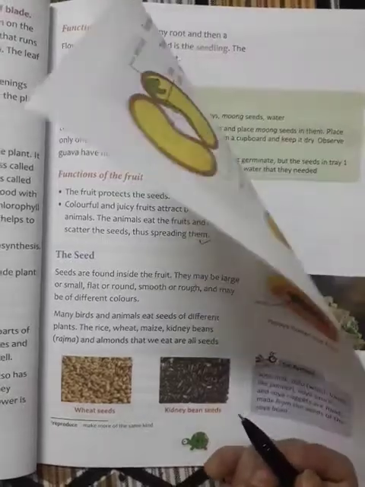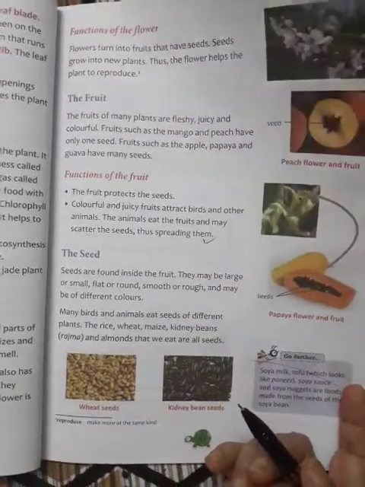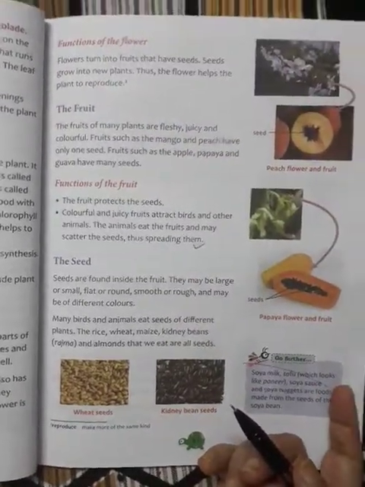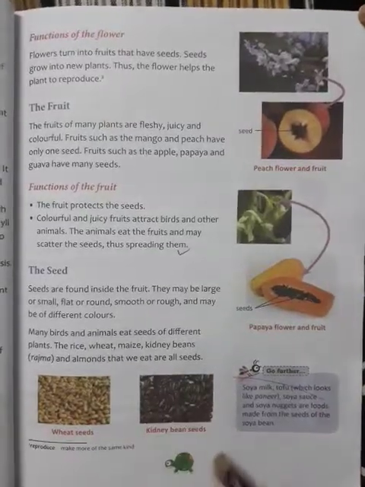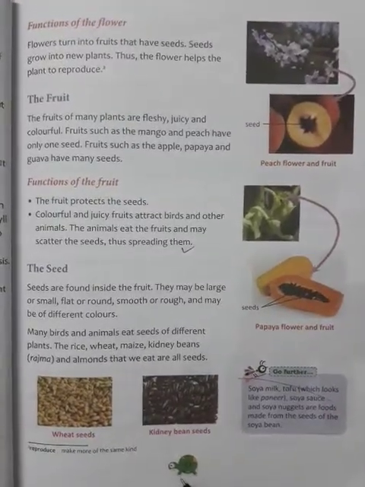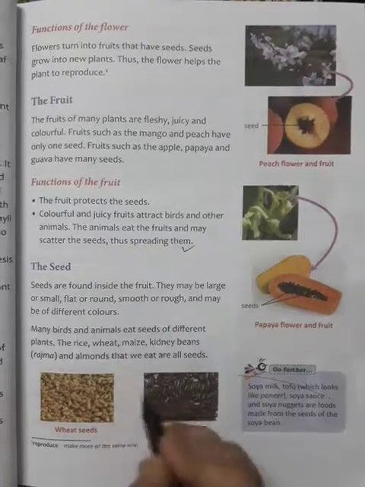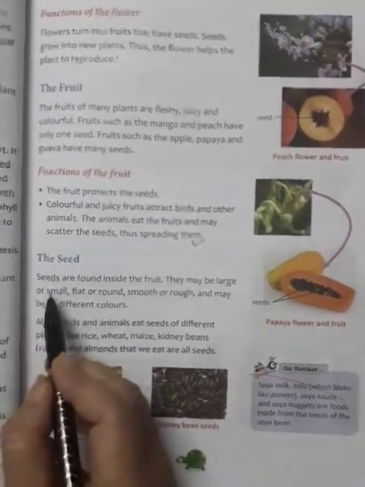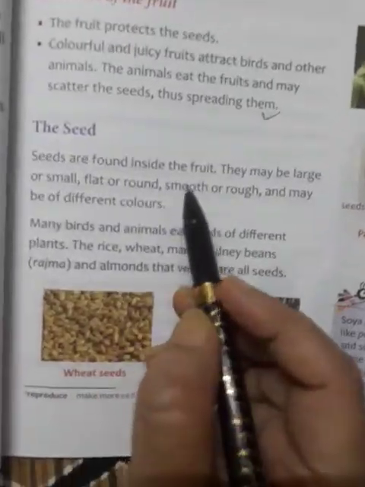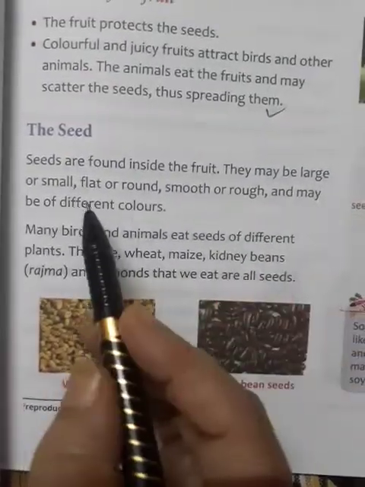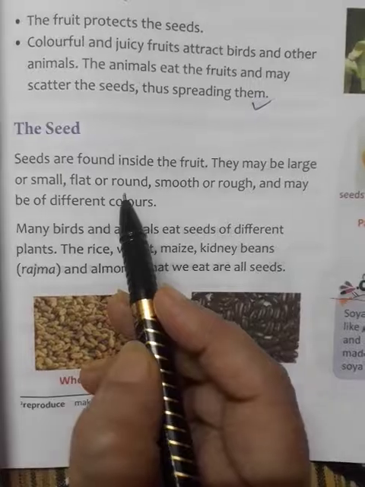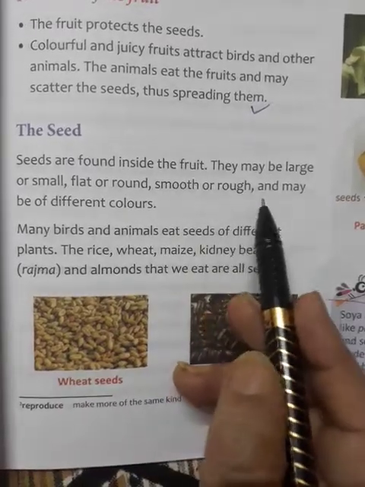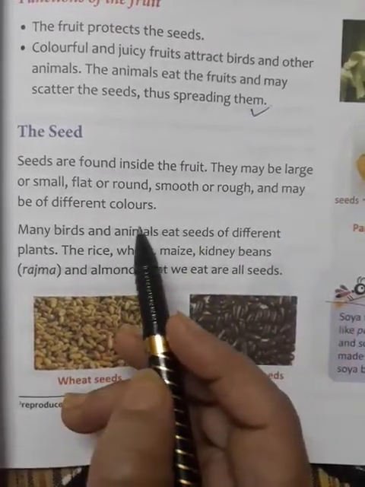So we are studying chapter number 5, plants around in our surroundings. Today we'll be doing the seeds. All of you, please turn to page number 47, where the topic on seeds is there. So the seeds are found inside the fruit. They may be large or small, flat or round, smooth or tough, and may be of different colors.